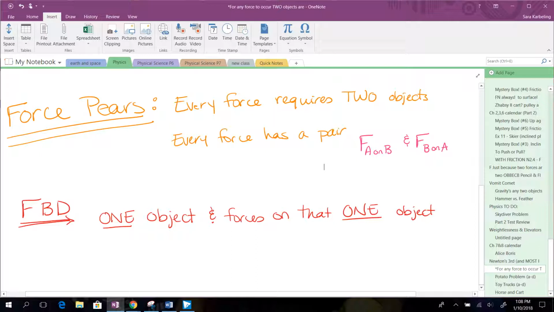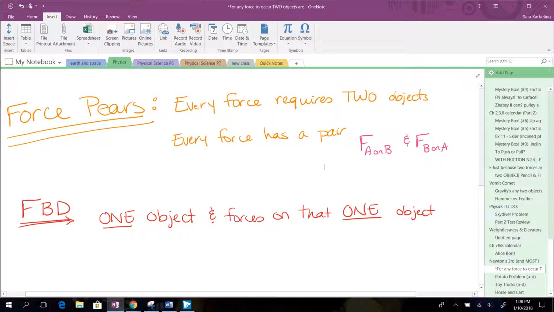What would be the thing that would be the pair for the table on the frog? Frog on table, table on frog. You're just switching those words. Are you with me there? Okay. What would be the Newton's third law pair for the earth on frog? Frog on earth, earth on frog. Are you with me here?